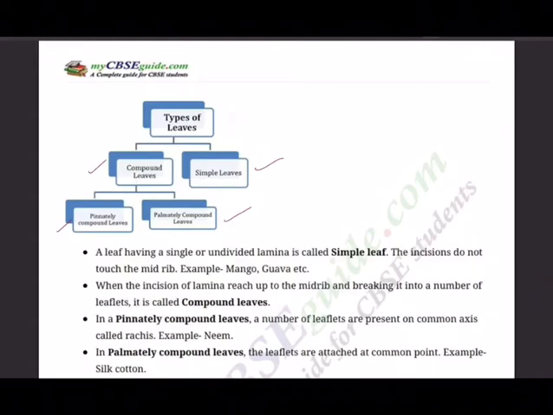A leaf having a single or undivided lamina is called a simple leaf. The incisions do not touch the midrib. Example, mango, peru, guava. When the incision of the lamina reaches up to the midrib and breaks it into a number of leaflets, it is a compound leaf. So a simple leaf has only one leaf. This is the simple leaf.